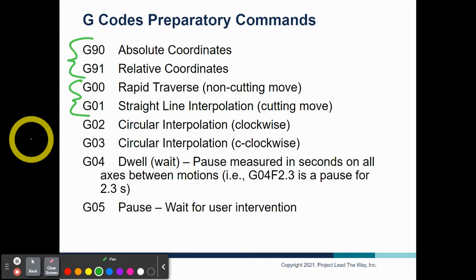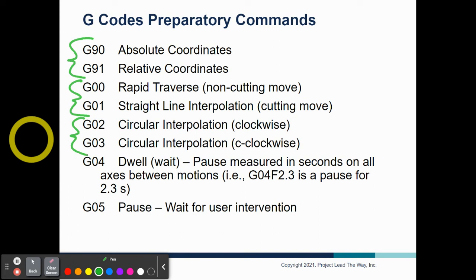Then if you're trying to make circles, they have these G codes right here. G02 is to make a circle in the clockwise direction, and G03 is to make a circle in the counterclockwise direction. Depending on what you're doing with your initials later, you may need to use a G02 or G03 to make a half circle or a full circle.